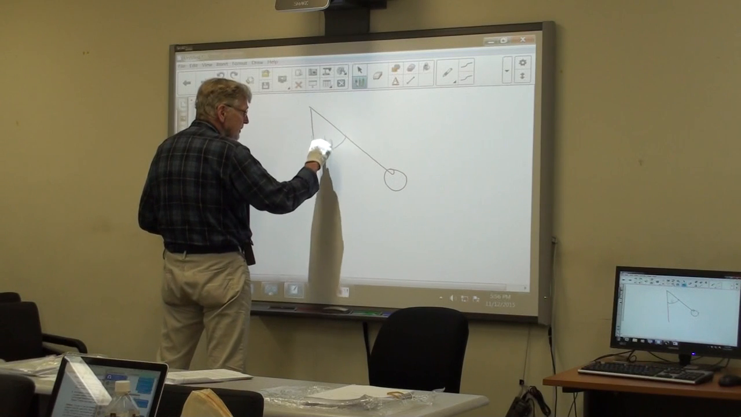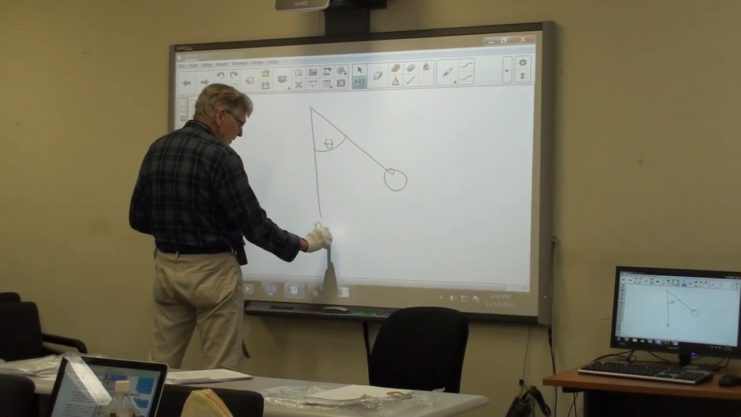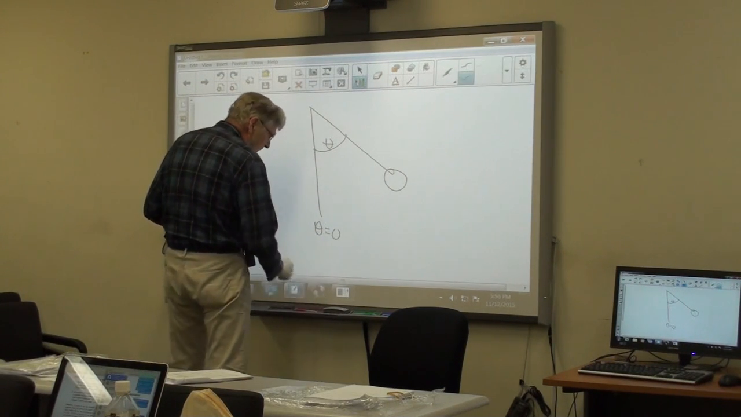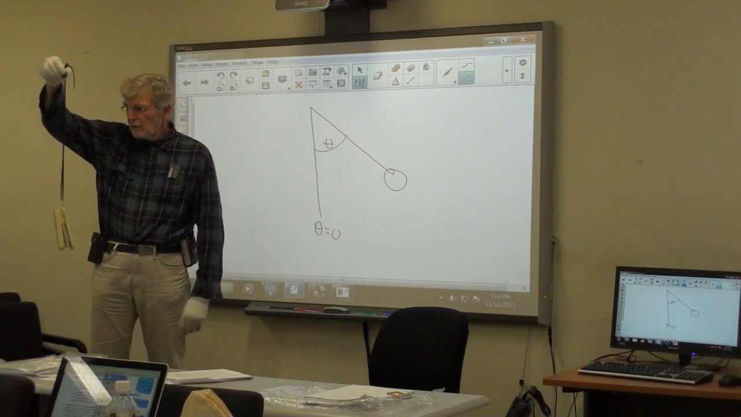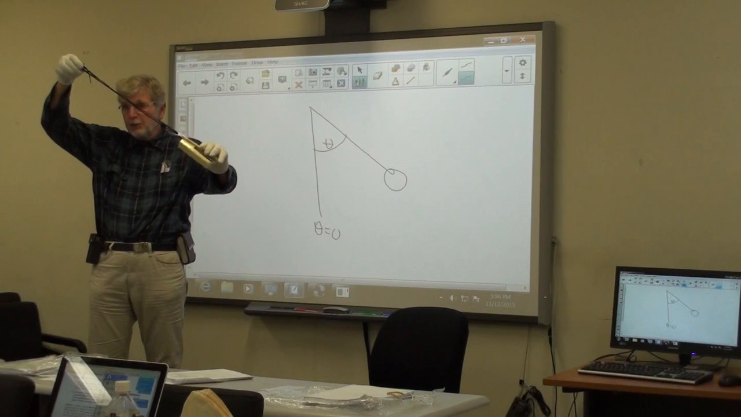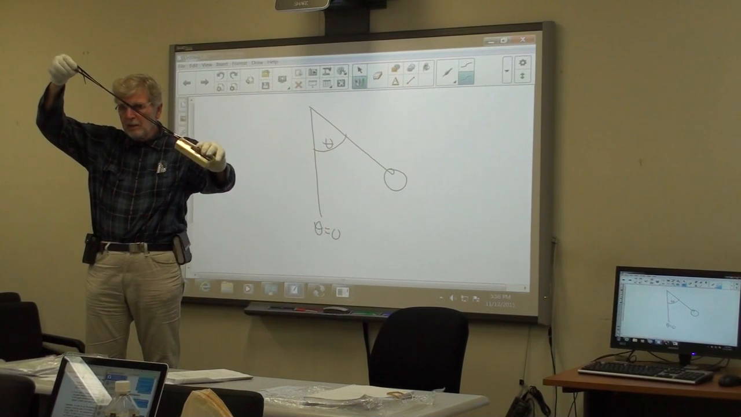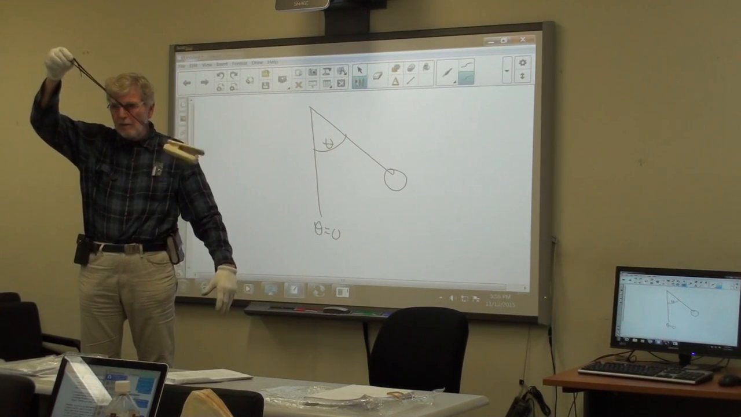I want to talk about this angle theta. Right here, theta equals zero. I'm going to define zero to be at the bottom. This is my zero angle, okay? Out here, I have my initial angle, theta zero. Now I'm going to let this thing go.